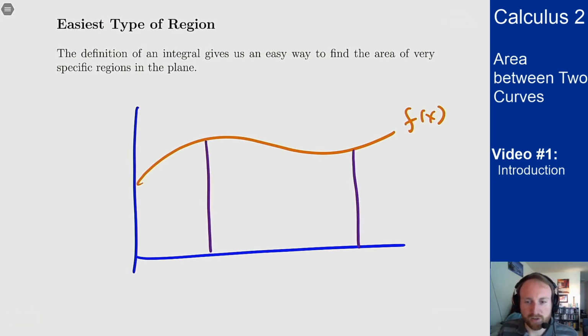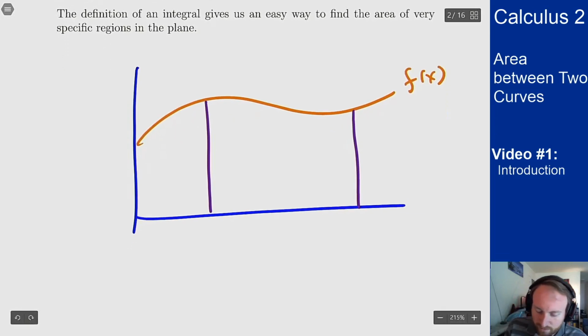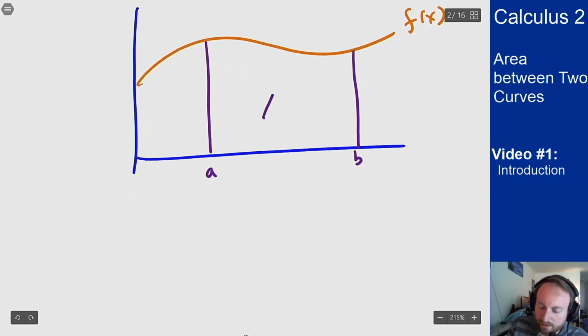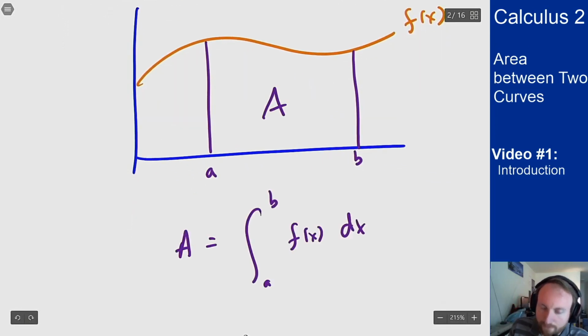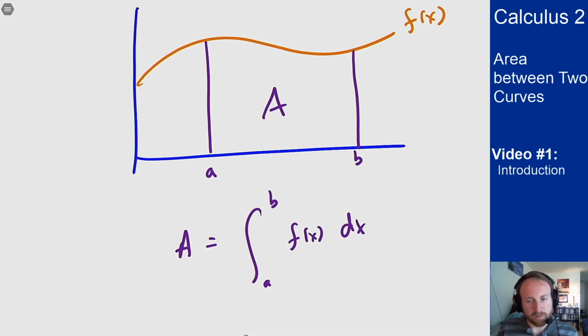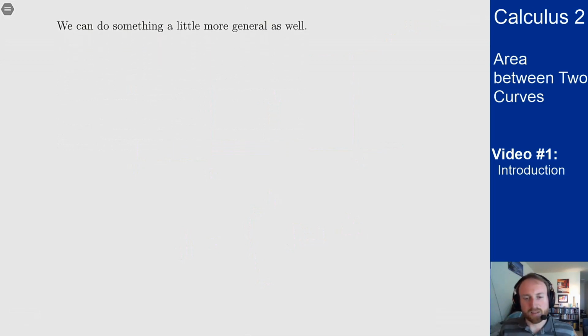That's just the integral of the function f. So if this went from a to b, I would find this area by just integrating f of x over that range. That's a region of the plane that's pretty easy to find the area of using integrals because that's the definition of the integral from a to b of this function f. We can do something a little more general than this that isn't too much harder to see.